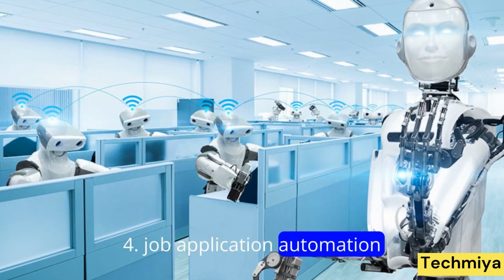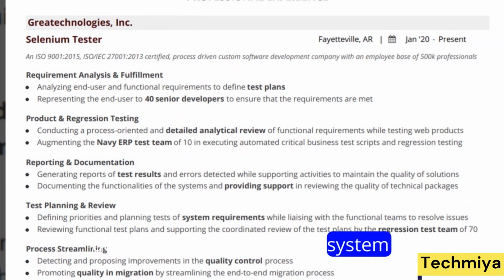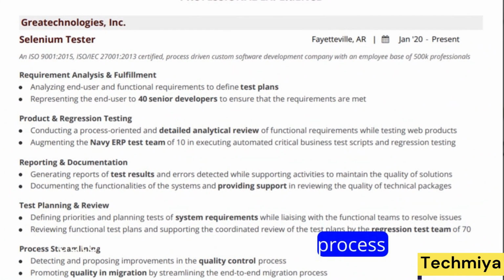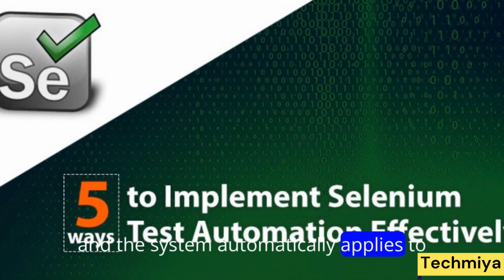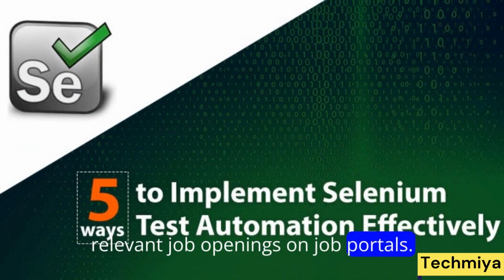4. Job application automation. Develop a Selenium-based system to automate the job application process, where users can input their resume and preferences, and the system automatically applies to relevant job openings on job portals.